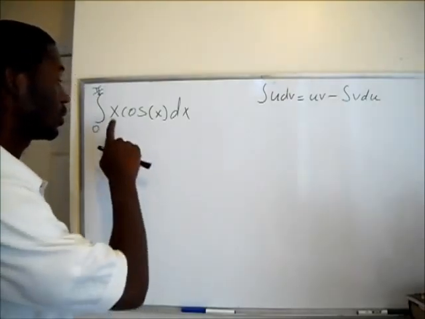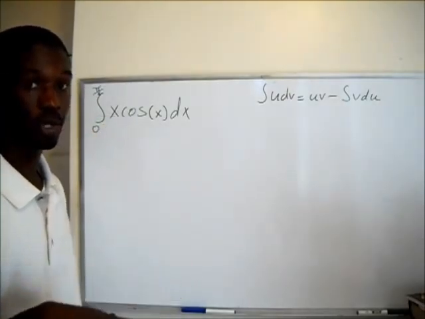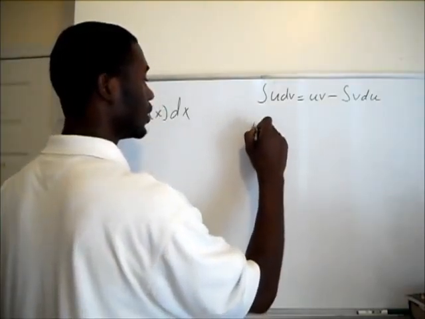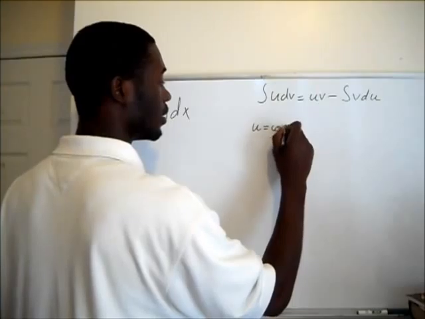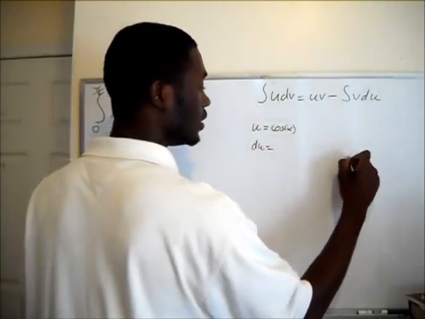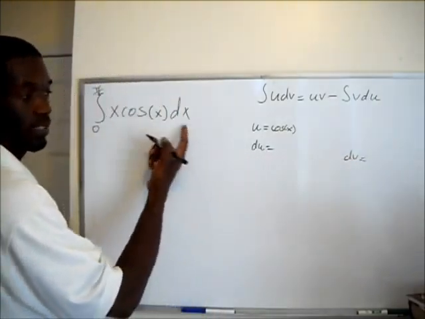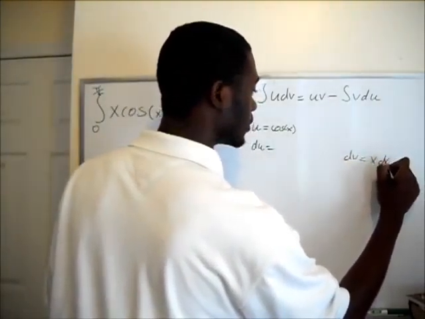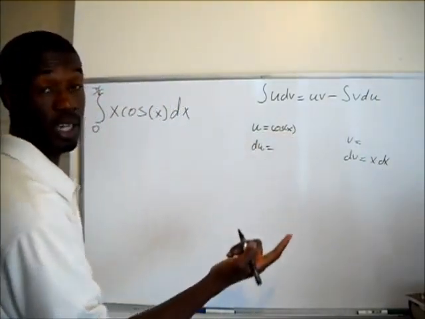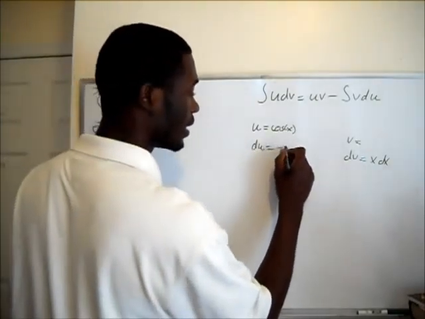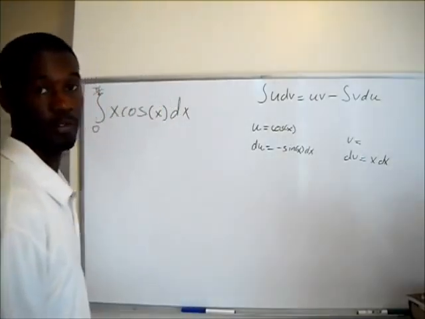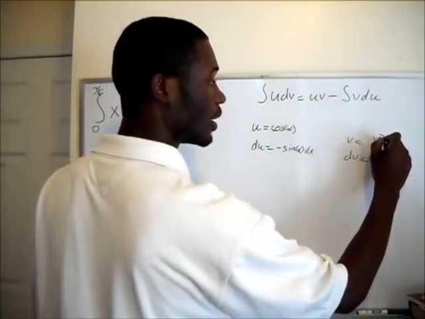So the correct choice would be x, but I'm going to pick the wrong choice just to show you what I mean by the increased difficulty. So u is going to be cosine of x, dv is going to be x dx, and these are the wrong choices. So now the derivative of cosine x is going to be negative sine of x dx, and the integral of x dx is going to be x squared over 2.